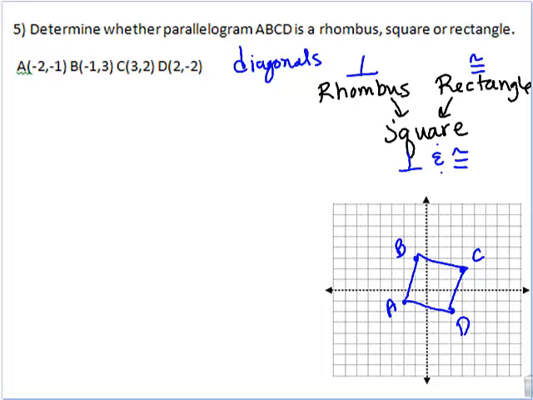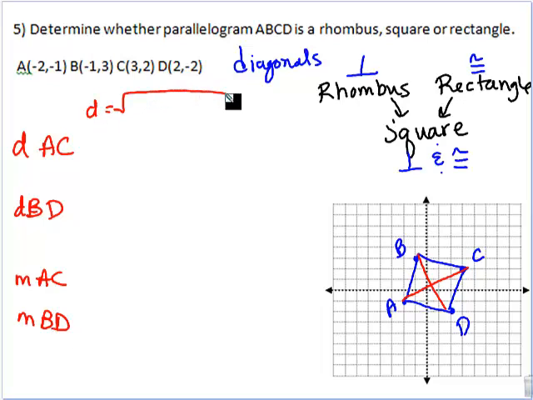So where are the diagonals first off? AC is a diagonal, and what's the other one? BD is the diagonal. So that means we want to find the distance from A to C and the distance from B to D. And then we also want to find the slope of A to C and the slope of B to D. Okay, so let's find distance first.